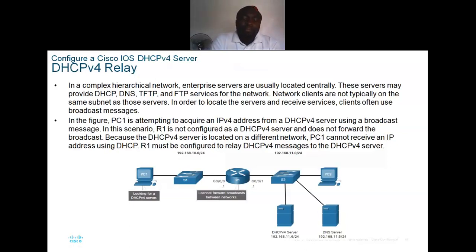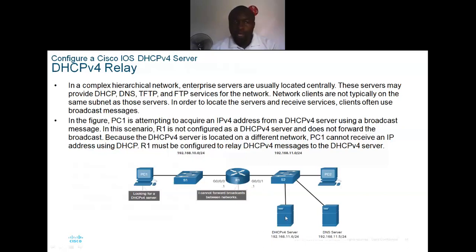Now, relay simply means that you are setting up a DHCP somewhere else, and you want a particular router to forward the request of the DHCP to another device. In this topology, you see here that we have a DHCP server. We have a DNS server. So what I could do is configure on this router a DHCP relay to tell everybody on this LAN that if you are looking for your IP address, this router will relay your request to this particular server here.